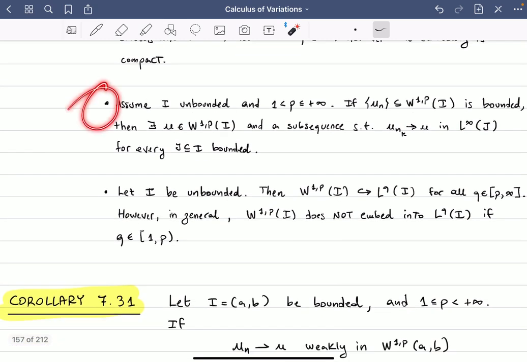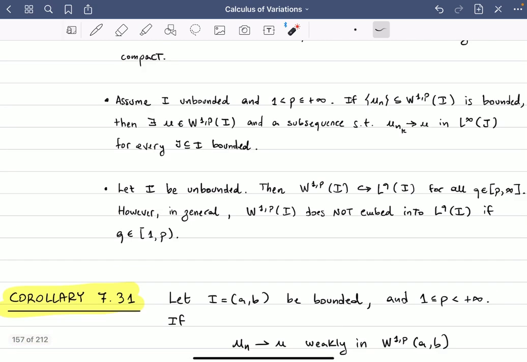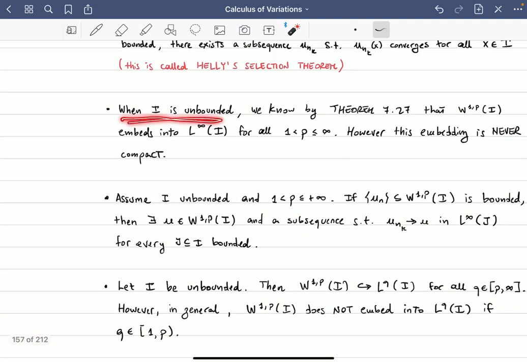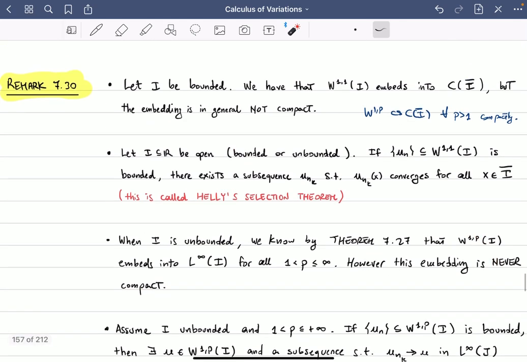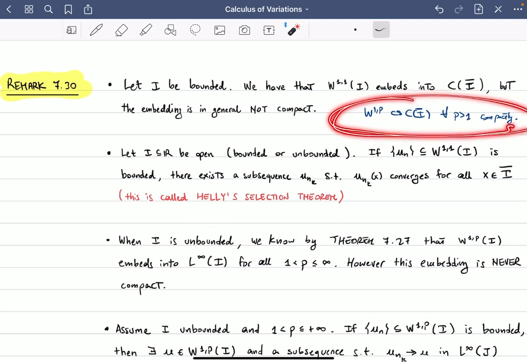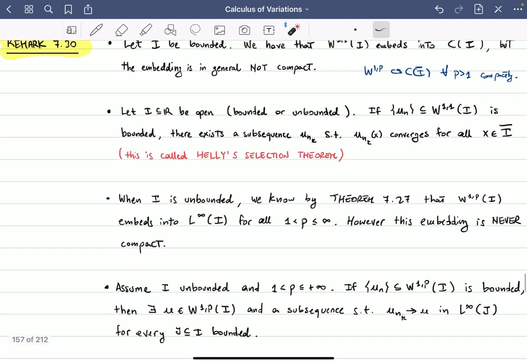The third remark is that, okay, if I is unbounded, what can we say? So of course here, sorry, I paused for a moment because I thought that this was contradicting what I was saying here, I mean, contradicting this embedding. But actually here notice that we're saying that I is unbounded, whereas this embedding holds for I bounded, which makes a huge difference.